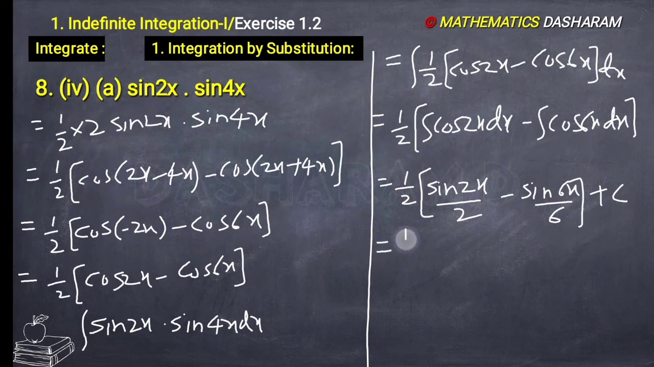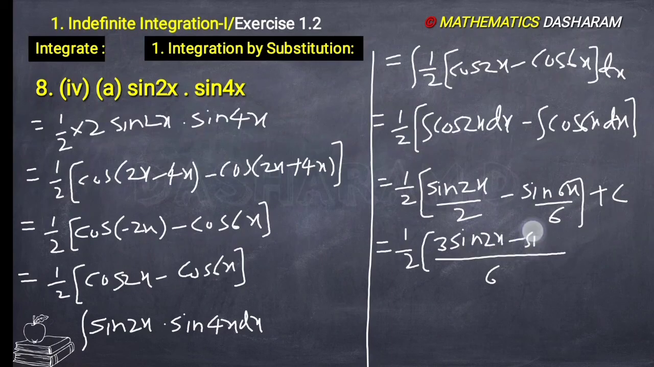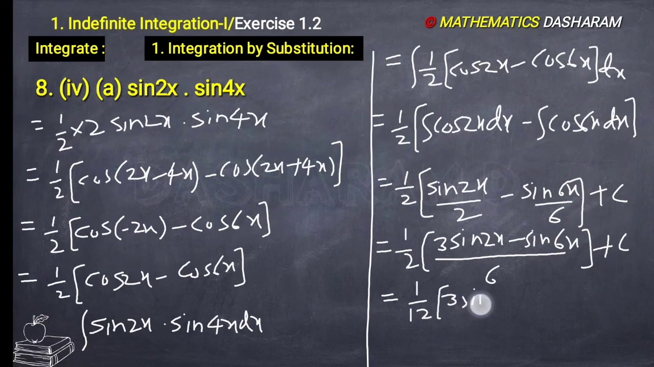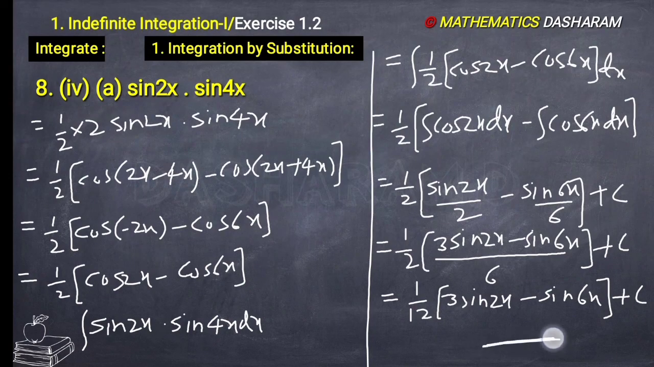So it is equal to 1 by 2 bracket of, here the LCM of 2 comma 6 is 6. So then 3 into sin 2x minus sin 6x plus c, and 1 by 2 into 6, 1 by 12 bracket of 3 sin 2x minus sin 6x plus c is our required answer.